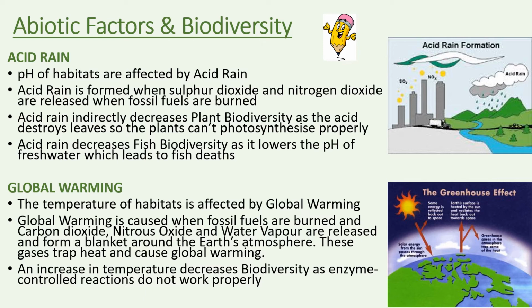Global warming also decreases biodiversity. So global warming does this because the temperature of habitats is affected by global warming. Global warming is caused when fossil fuels are burned and carbon dioxide, nitrous oxide, and water vapor are released and form a blanket around the Earth's atmosphere. These gases trap the heat and cause global warming. An increase in temperature decreases biodiversity as enzyme-controlled reactions do not work properly.